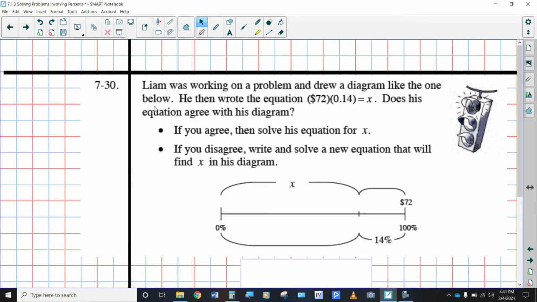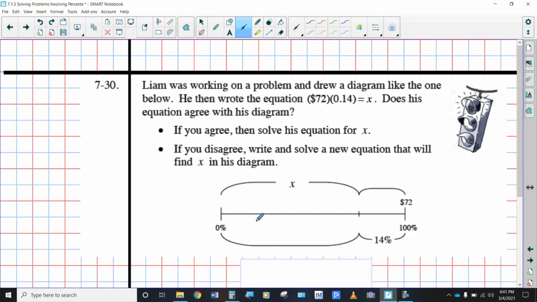All right, this is a stoplight problem, which suggests that there's an issue somewhere. Liam was working on a problem and drew a diagram like the one below. He wrote this as his equation: $72 times 14 hundredths equals X. Does this agree with the diagram?